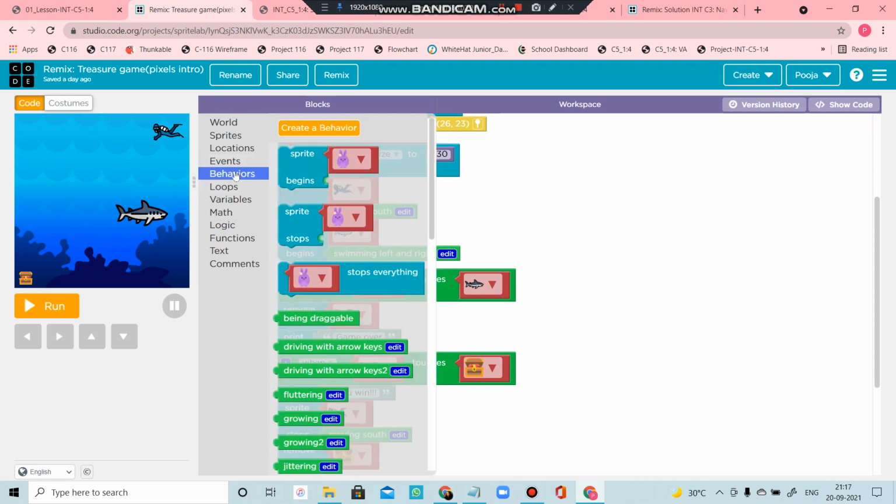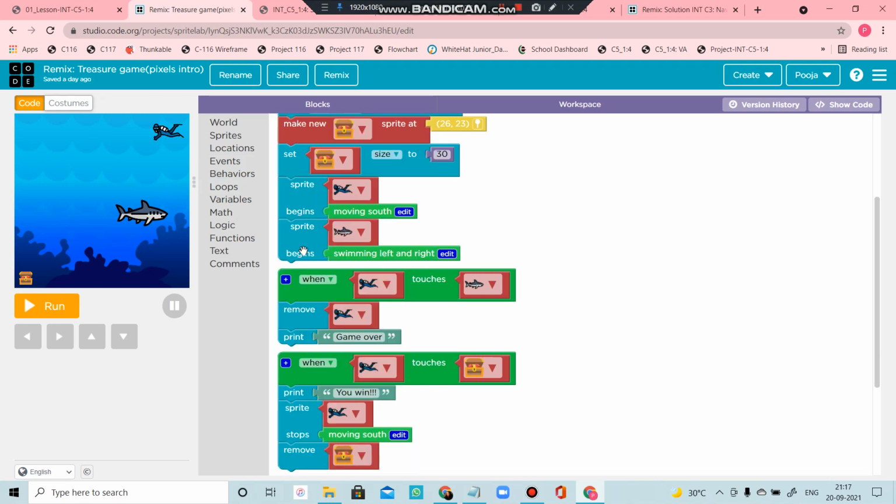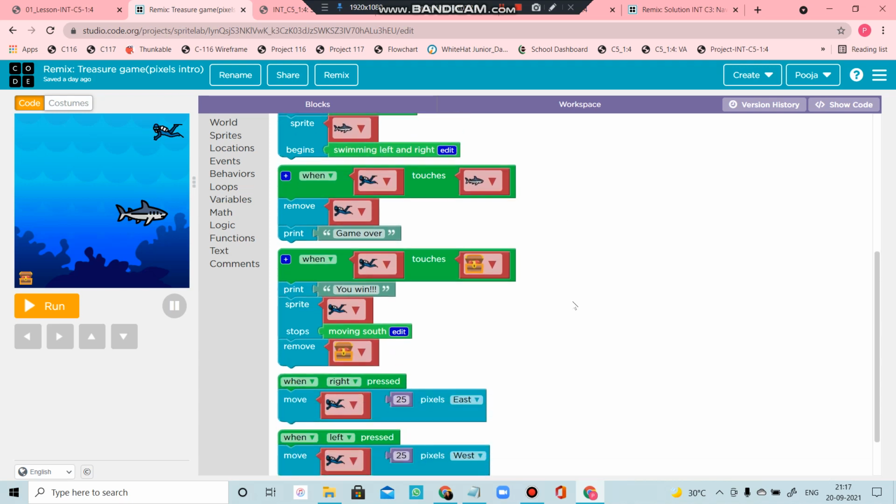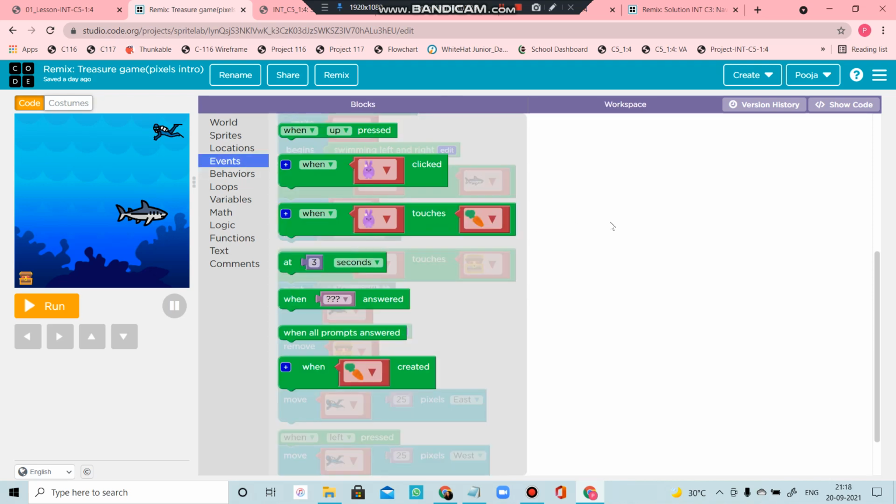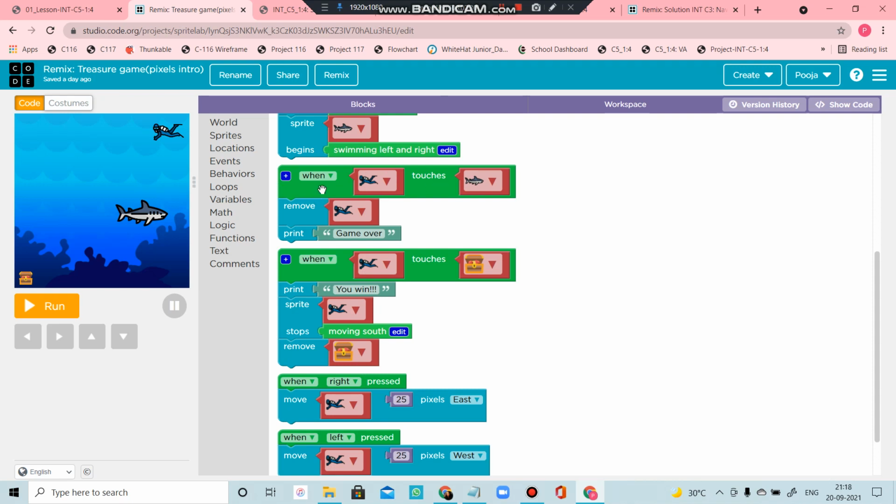So you will go to the behavior section, bring in the sprite begin block, and we are going to add the behavior for the diver as well as for the shark. The diver is supposed to keep moving south, and the shark is supposed to swim left and right. Then we are going to add the first event, which is a when touches event. From the event section, you will use the third block. Here we are mentioning that if the diver touches the shark, then the diver is to be removed and the game is over.